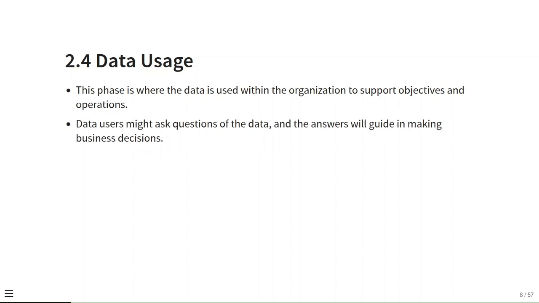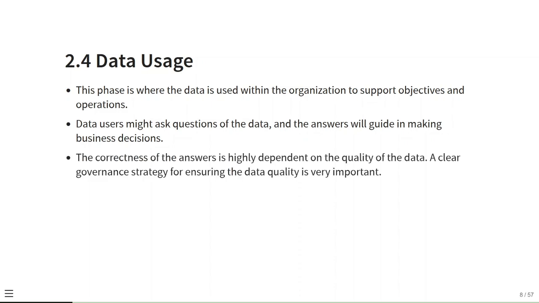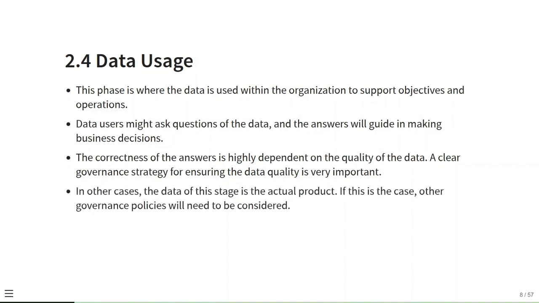The data usage phase is where the data is used within the organization to support objectives and operations. Data users might ask questions of the data, and the answers will guide in making business decisions. The correctness of the answers is highly dependent on the quality of the data. A clear governance strategy for ensuring the data quality is very important. In other cases, the data of this stage is the actual product. If this is the case, other governance policies will need to be considered.